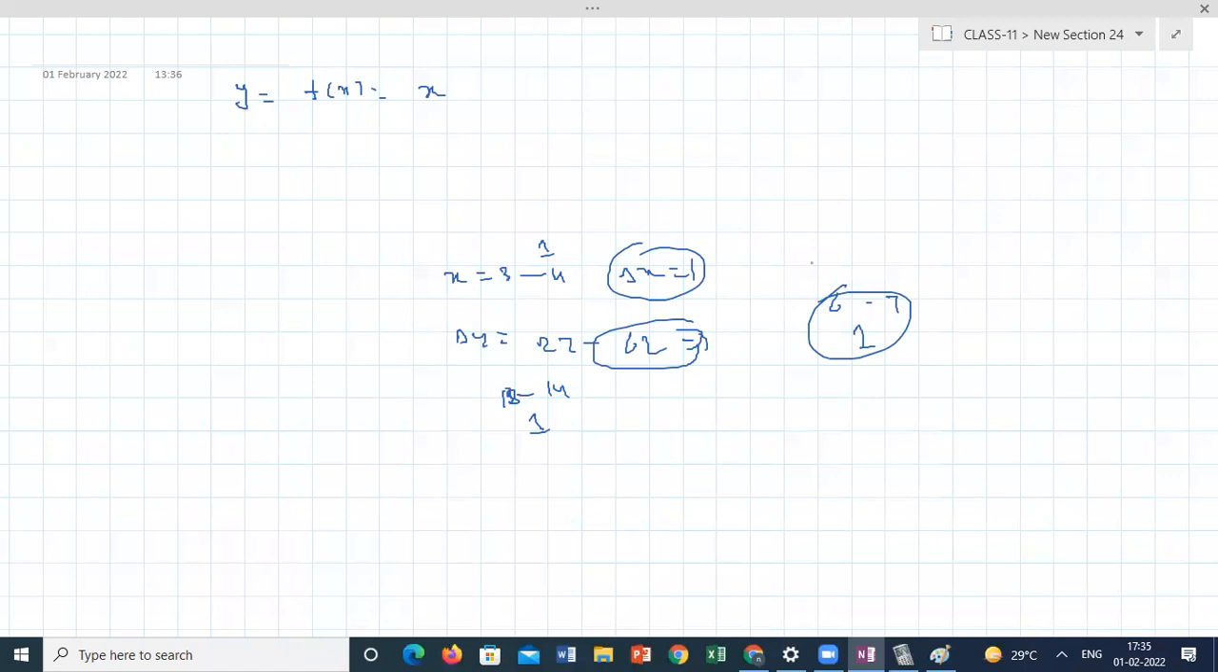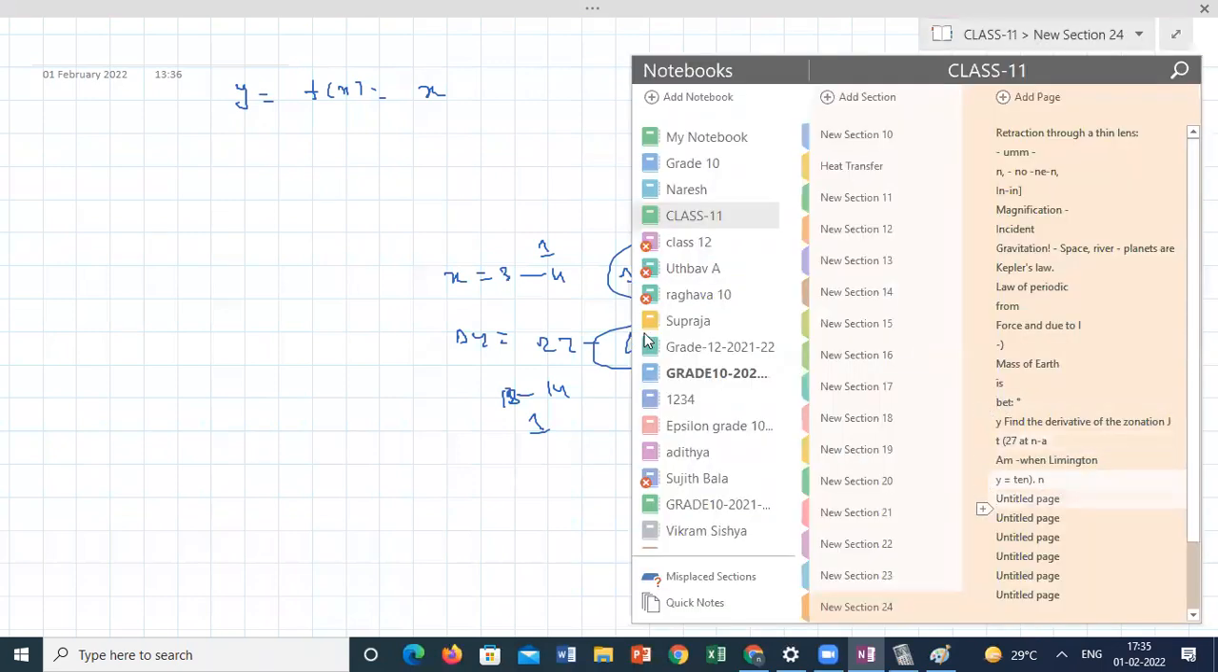Yes, sir. Now the question is: find the differentiation of 10x using the first principle. Find the derivative of the function f of x is equal to 10x using the first principle.